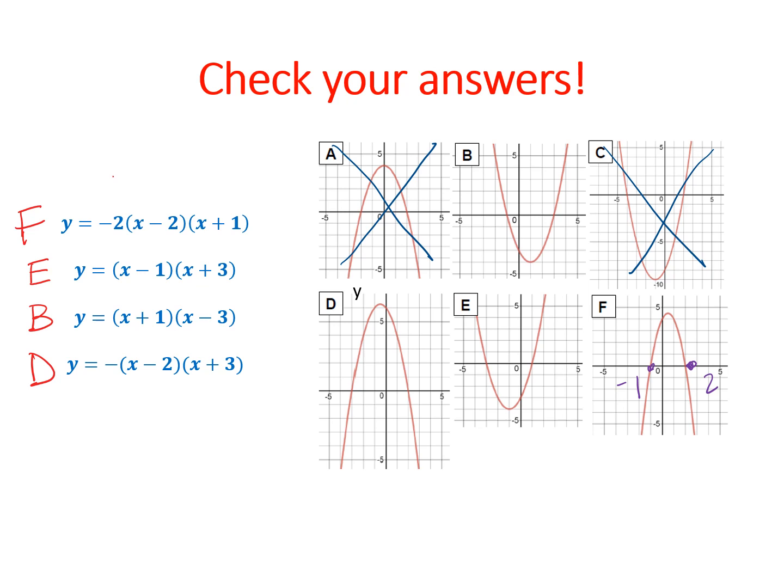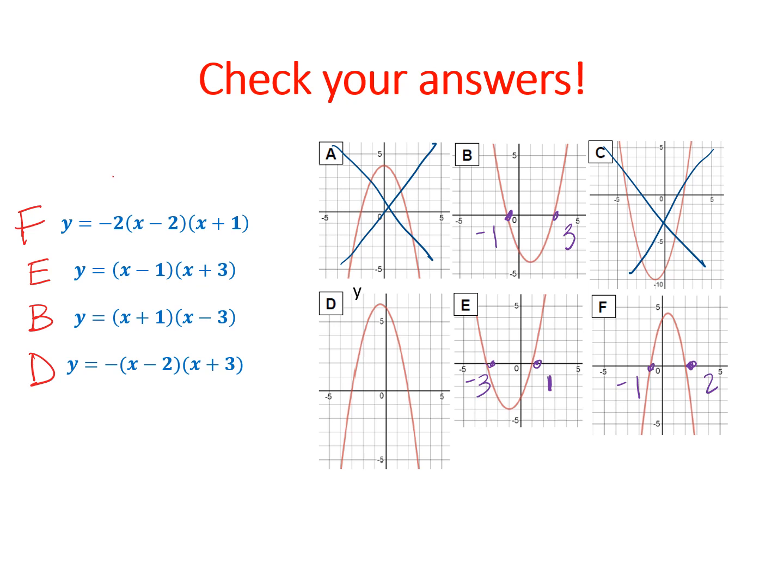The second one was letter E. Again, I knew that would open up because my leading coefficient was positive. And again, my x-intercepts here were a positive 1 and a negative 3, which were the opposite of what you see in the equation. The third one, I got letter B. Again, positive leading coefficient, so it opens up. And the opposite, so we have a negative 1 and a positive 3.